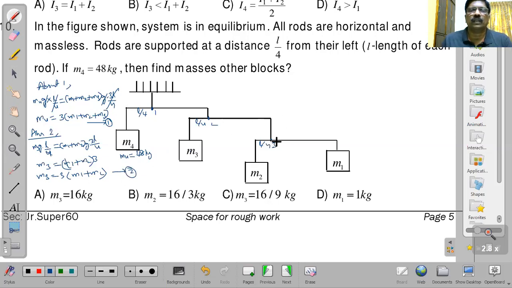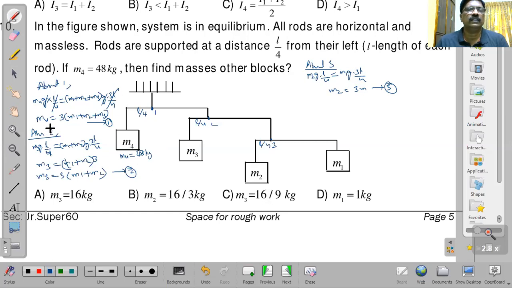About the third point. About 3. M2g acts in this direction, M1g acts in this direction. Okay, that's why torque due to weight M2g about this point 3, M2g into L by 4, is equal to M1g into 3L by 4. That's why M2 is equal to 3M1. This is equation 3. Okay, we solve these three equations 1, 2, 3.